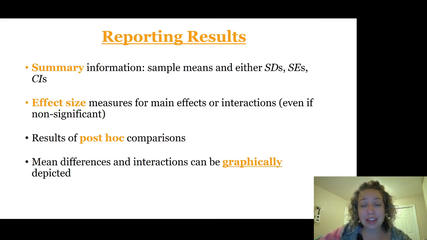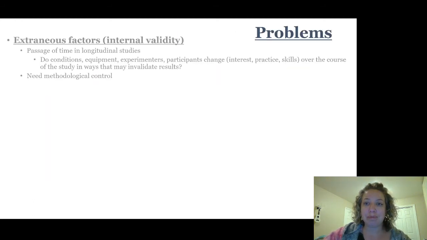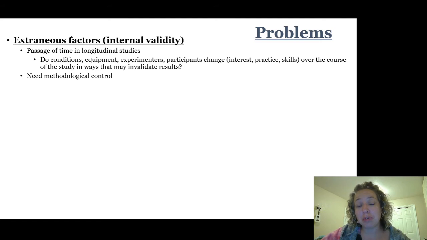We say a picture's worth 1,000 words. Well, it's only if you do it right. So it's very important to do it right. Okay, there are some problems with ANOVAs, especially repeated measures ANOVA.